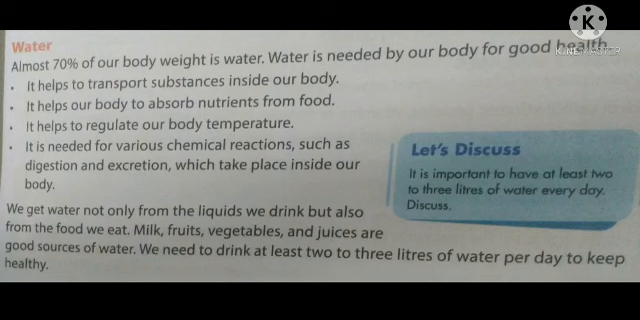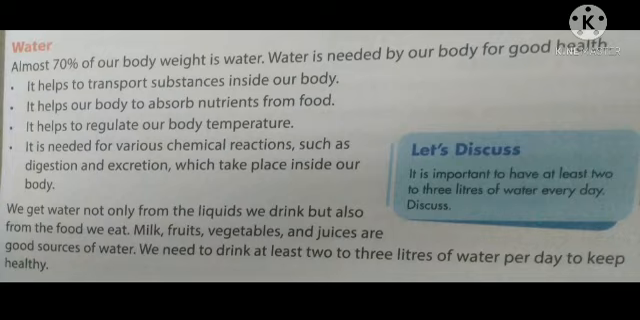Last of the food components is water, which makes up almost 70% of our body weight. Water is needed for our body for good health. It helps in transporting substances inside our body, in absorbing the nutrients from the food, in regulating our body temperature, and is also needed for various chemical reactions such as digestion and excretion, which take place inside our body.